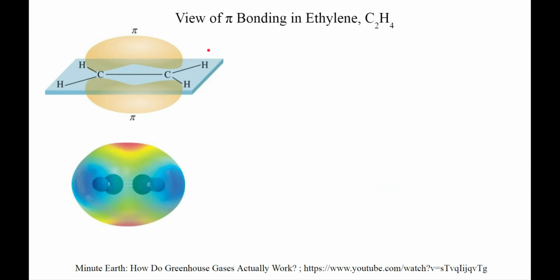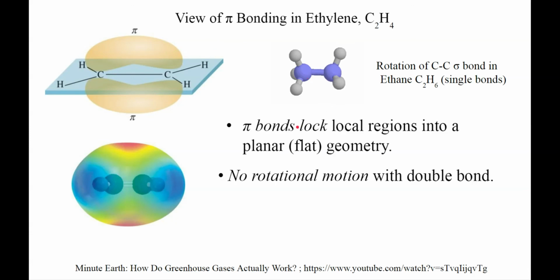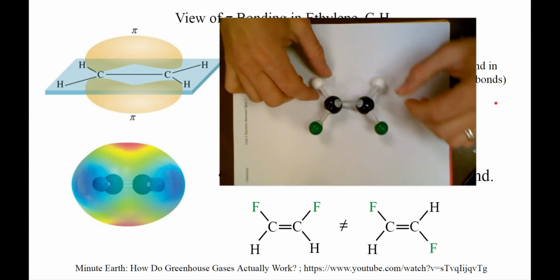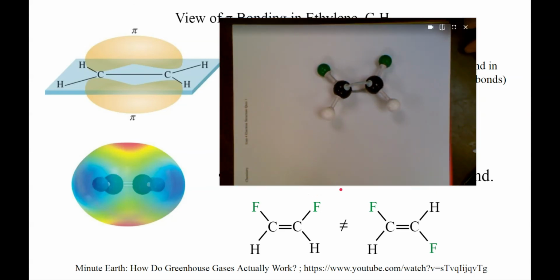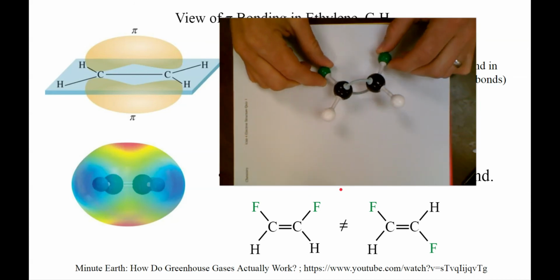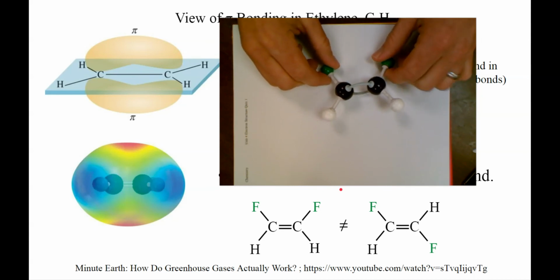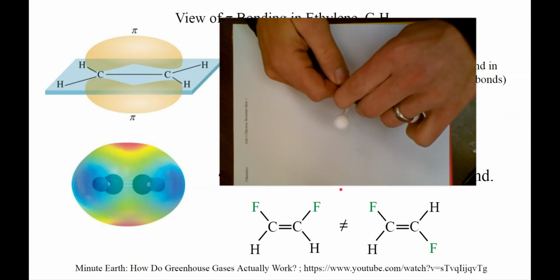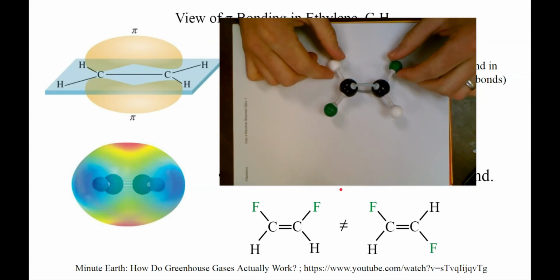Again, the biggest consequence is it locks it in place. So here's ethane. With a single bond, it can rotate. But the moment there's a double bond, things can't rotate when there's a pi bond. And here's our model kit. So if you were to look at the one on the left, this is 1,2-cis fluoroethane. The one on the right, there is no rotation. With this double bond, you can't rotate it without it breaking. It actually takes a chemical reaction for these to be converted from one to another.